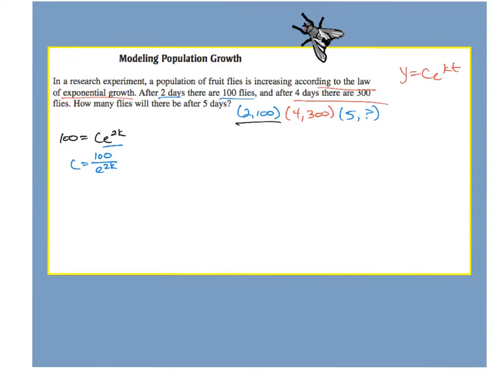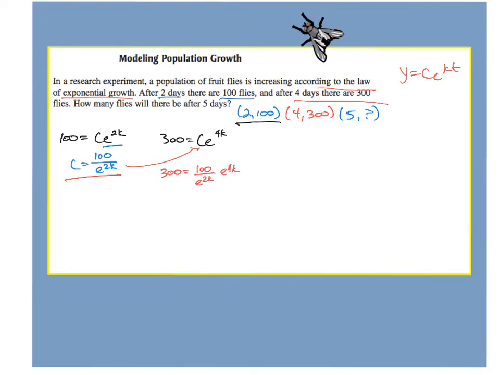All right, so I'm going to use my next ordered pair. What's my Y again? 300. So now I end up having 300 is equal to C e to the what? 4K. Well, I do know something. What do I know from what I did before? C equals 100 over e to the 2K. So I'm going to substitute it in right there. So now I have 300 is equal to 100 over e to the 2K, times e to the 4K.